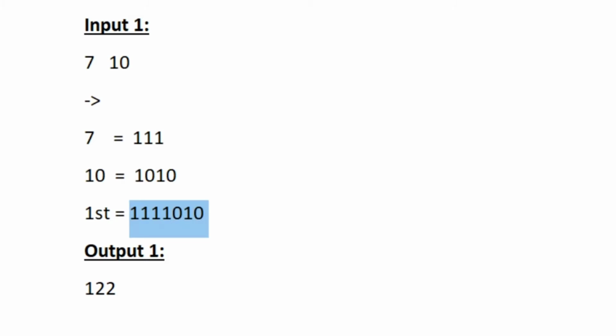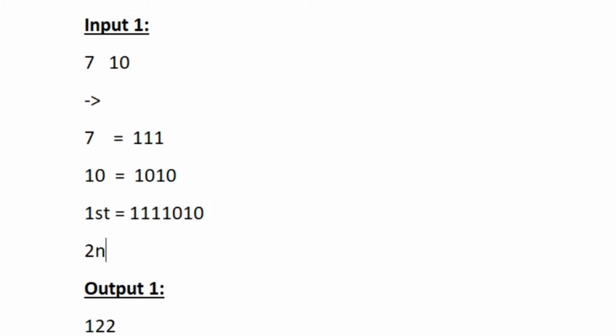And the other possible way is we should add the binary of 7 to the binary of 10. So when we do so, the concatenated would be 1010 111. So this is the second possible way of concatenating the binary values.